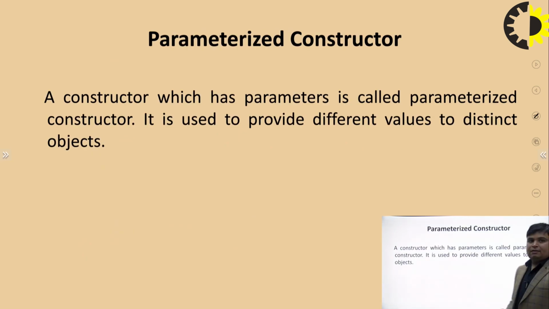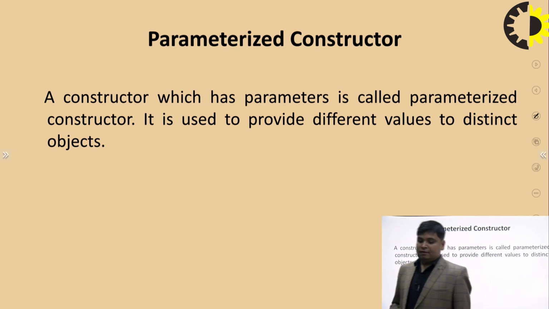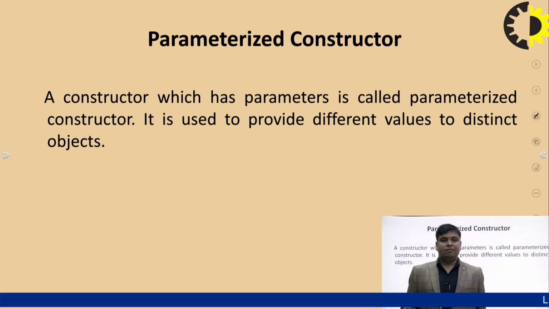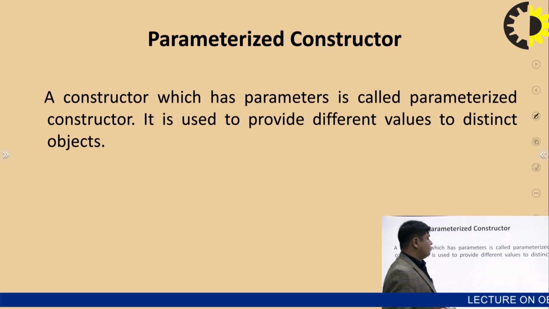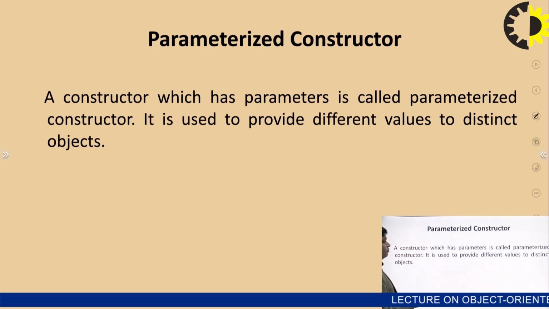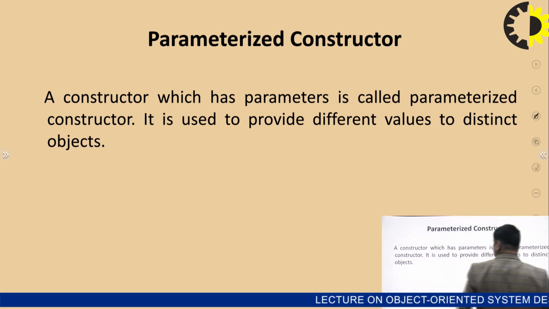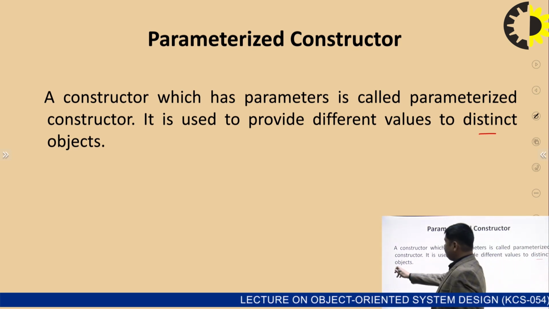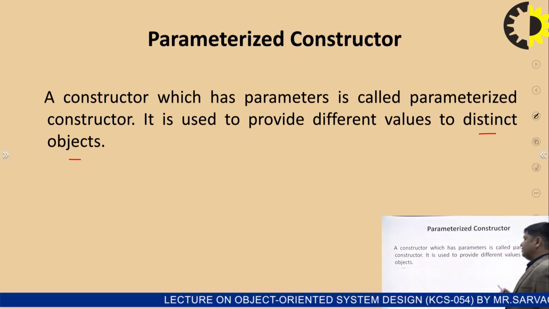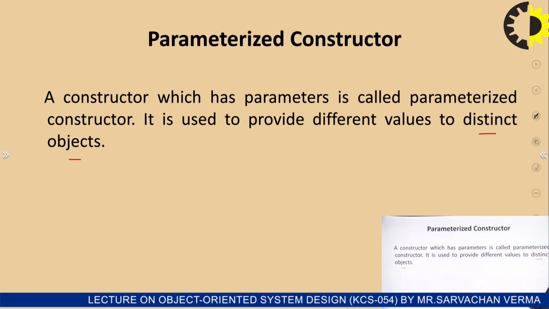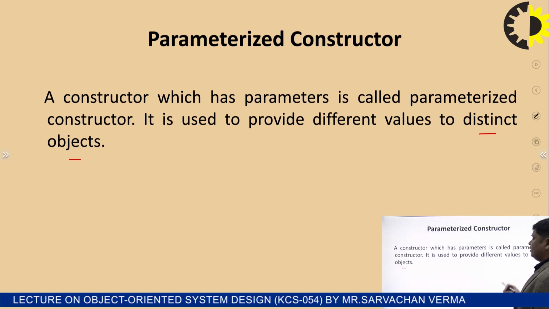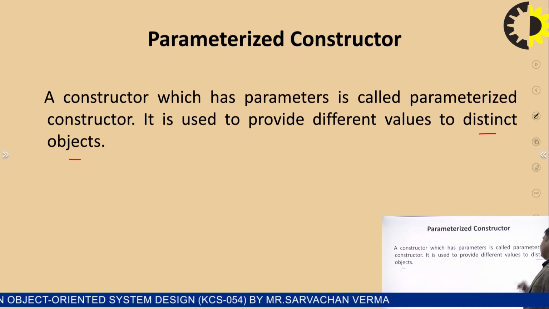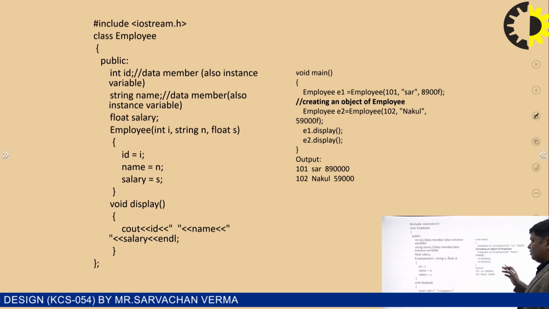Now, the parameterized constructor. As the name suggests, a parameterized constructor is a constructor which has parameters. It is used to provide different values to distinct objects. The constructor which has parameters is called a parameterized constructor. Second thing, it is used to provide different values to different objects. This is a very useful example of a parameterized constructor.